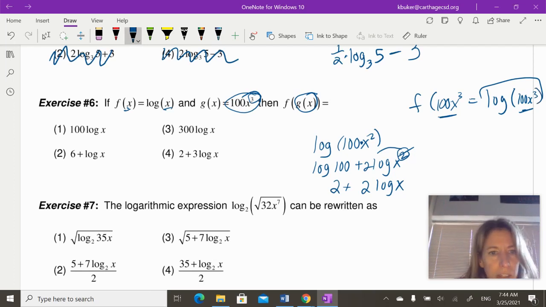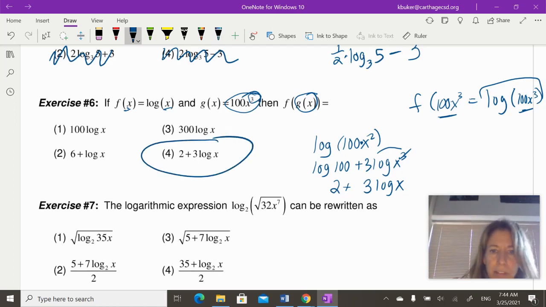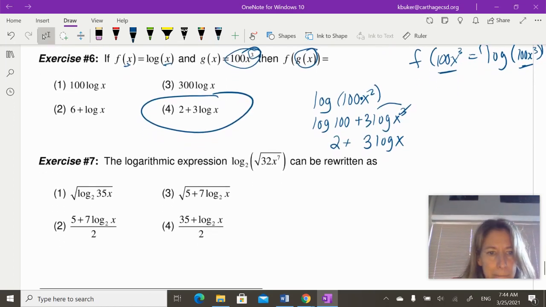Okay, so the 2 would stay the same. My x1 here would be a 3. So therefore this would be a 3, and then this would be a 3. So that was a copy error, and then it just becomes this. Wasn't too bad to fix that.